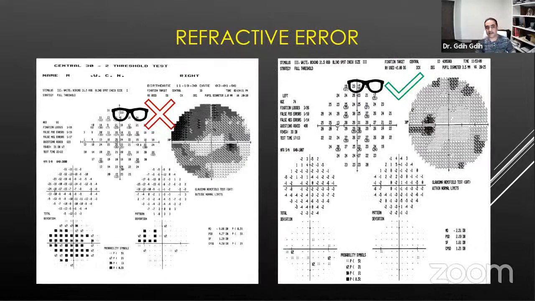And this is an example of the same patient, same eye, when they have done a visual field without their correction or with their correction. So definitely they can do better when they have their refraction in front of them.